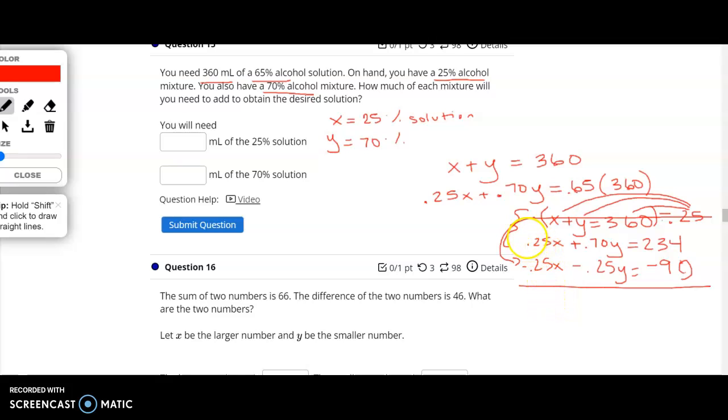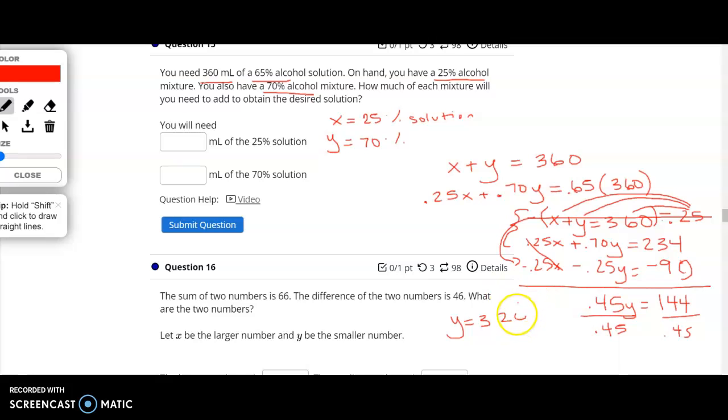So we have 0.25, 0.25 cancel. Here we're going to get 0.45y equals 234 minus 90, and we get 144. Okay, we'll divide both sides by 0.45. And we get 320.